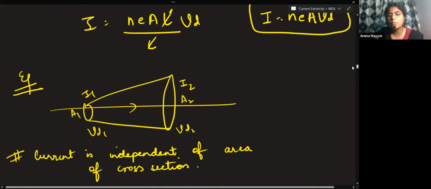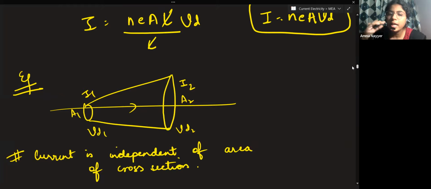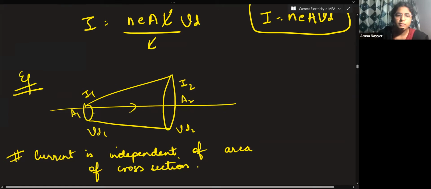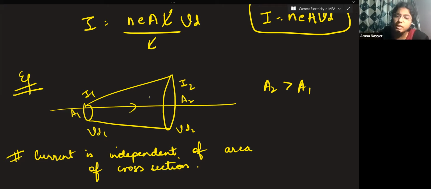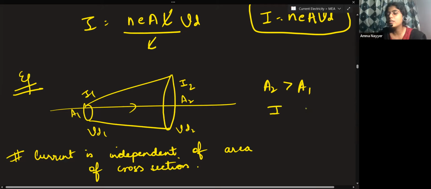One more thing that I'll tell you here: if you look at this formula, I is equal to NEAVD, it seems that current is directly proportional to the area. Remember, current is independent of area of cross section. If this is an irregular wire given to you with area of cross section A1 and A2, obviously A2 is greater than A1 because this is wider, this is narrower. So you will say current 2 should be greater. But remember, current is independent of area of cross section. Even if this end is wider, current I1 will still be equal to I2.